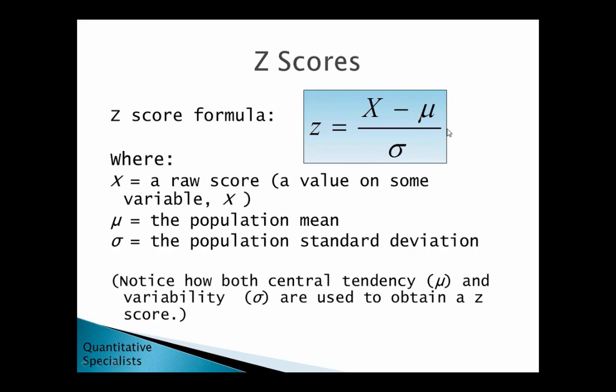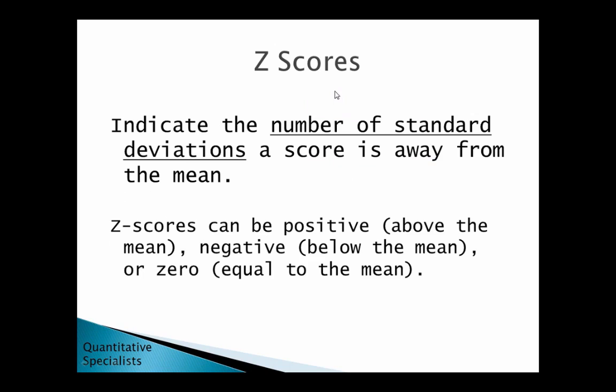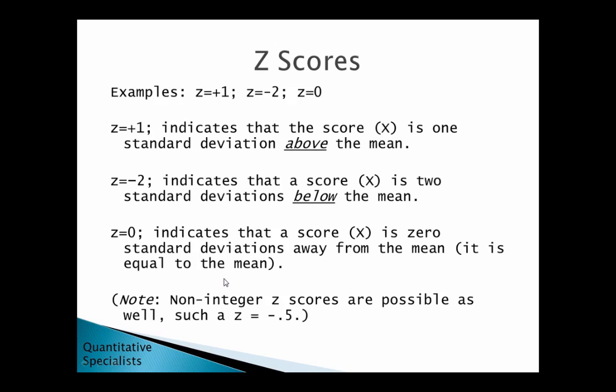And notice here that in this z-score formula, both central tendency and variability are used to obtain a z-score. Now, z-scores indicate the number of standard deviations a score is away from the mean, and we'll be exploring that more in just a few moments. Z-scores can be positive, or above the mean. They can be negative, which is below the mean, or they can be 0, which is equal to the mean.